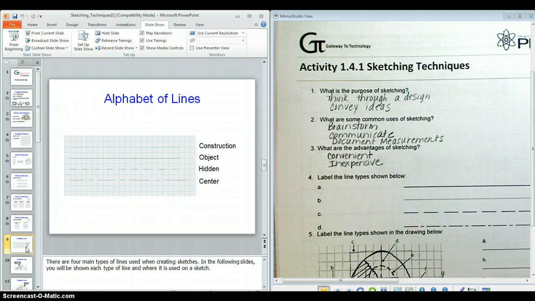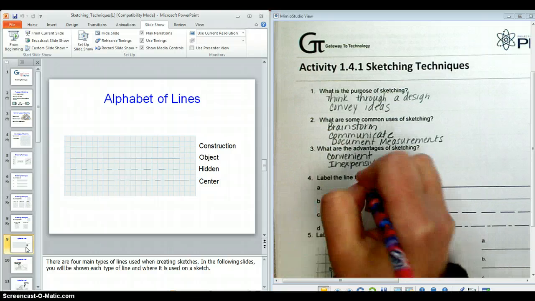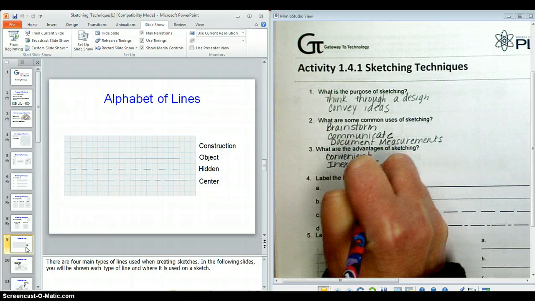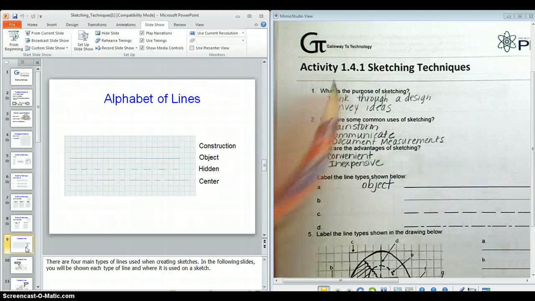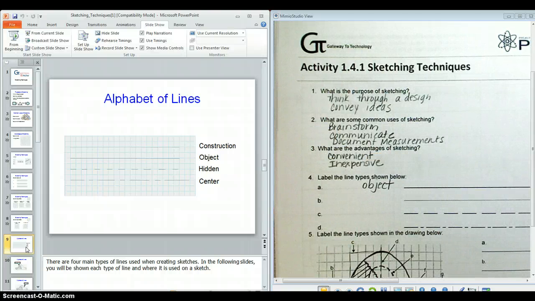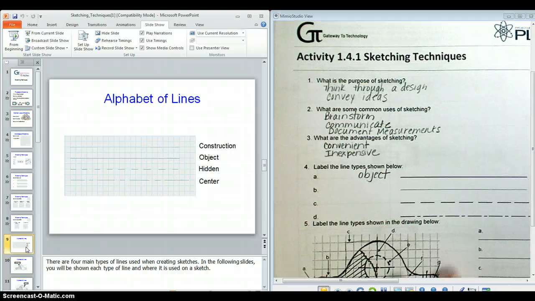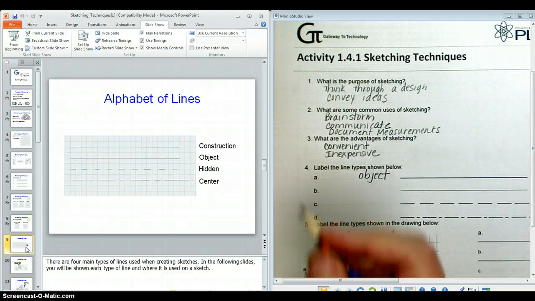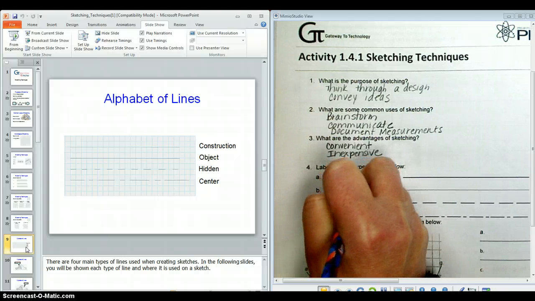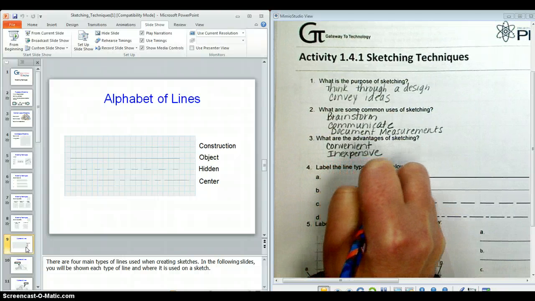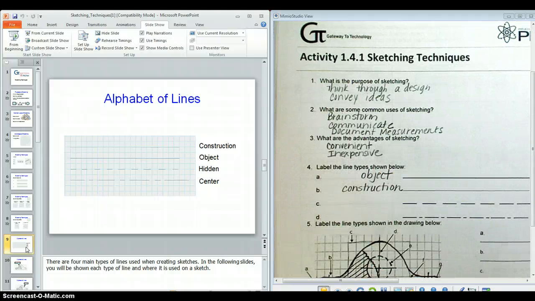In your packet, A is a dark line. That is actually your object line. That means that is usually the outside of your object. B is the lighter line, and that is called your construction line. That may be things used to help build something, but they wouldn't be there in the final product.